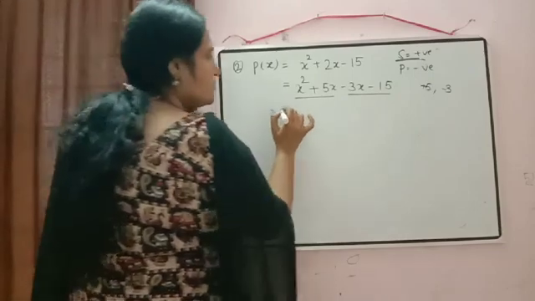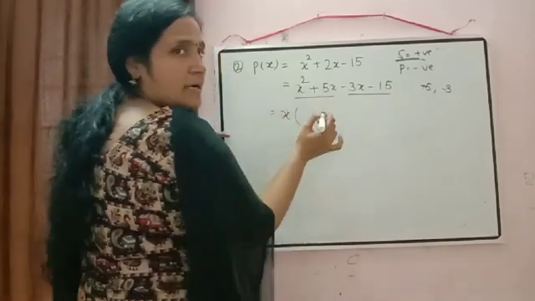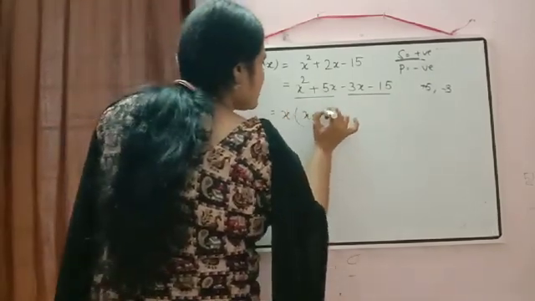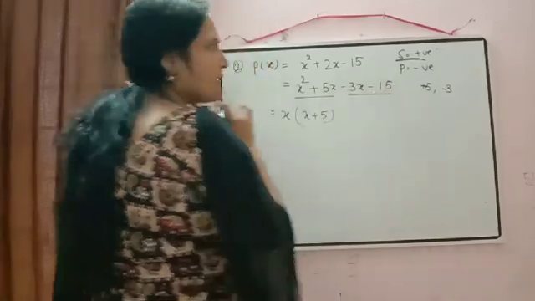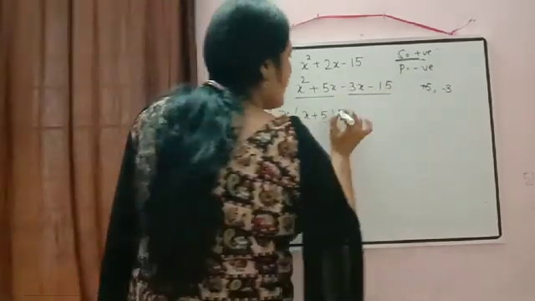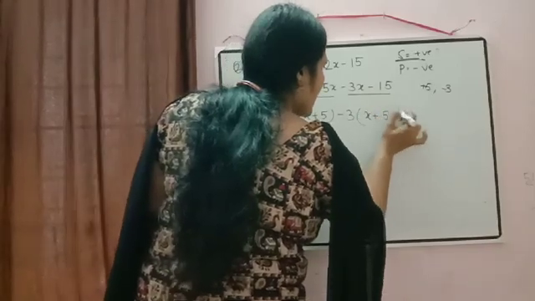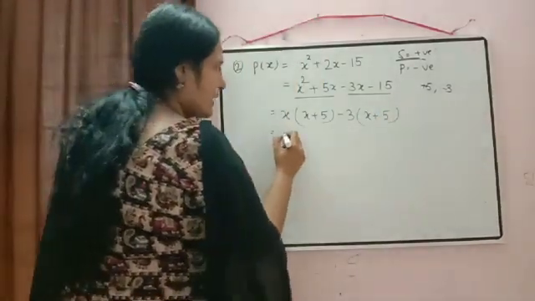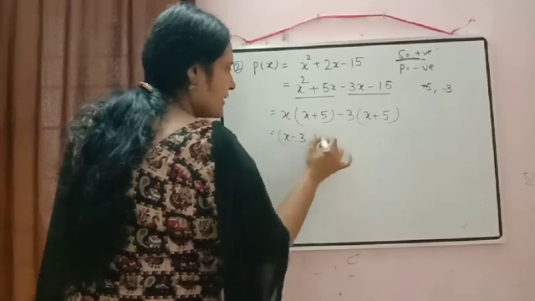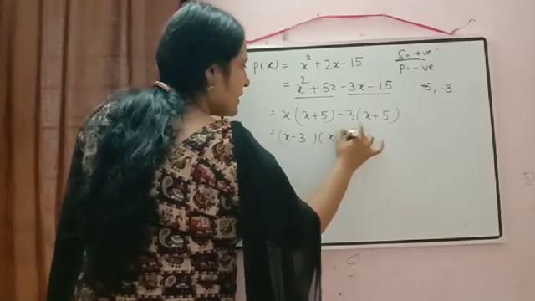What is common in these two terms? X. What will come inside the bracket? X plus 5. Common factor in these two terms? Yes, minus 3. Inside the bracket remaining it will be equal to x plus 5. So again we will get here x minus 3 into x plus 5.